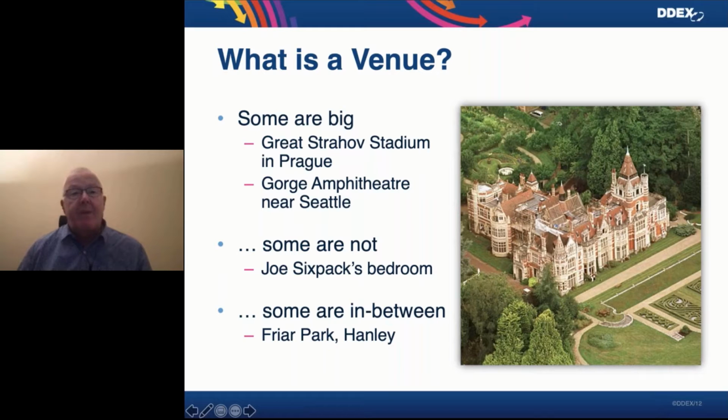And then finally, some are obviously big. The Great Strahov Stadium in Prague, the Gorge Amphitheatre near Seattle. Some are tiny. We may need to identify Joe Sixpack's bedroom if something is recorded there and it becomes mainstream. And then some are obviously in between, like Freer Park in Hanley.